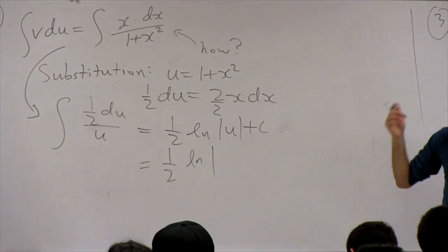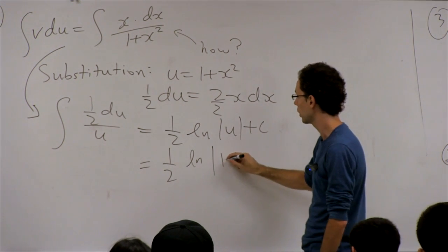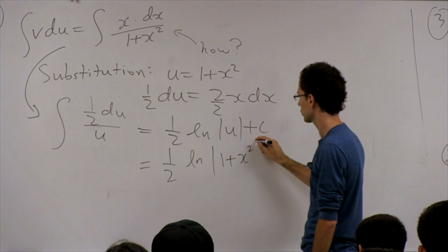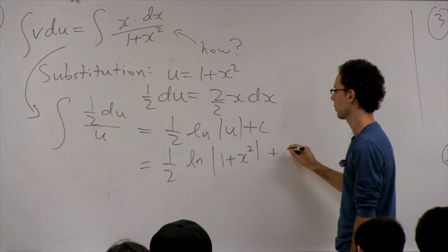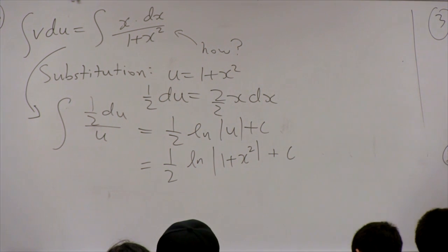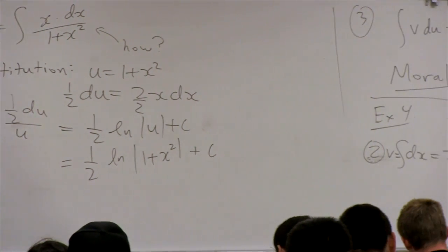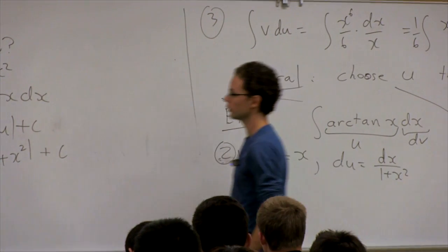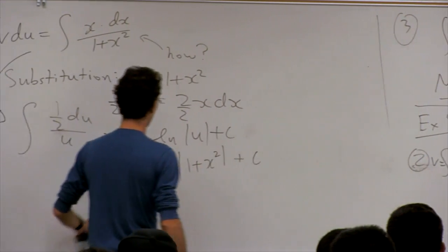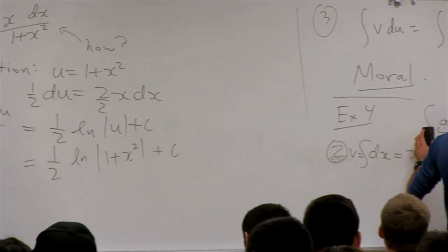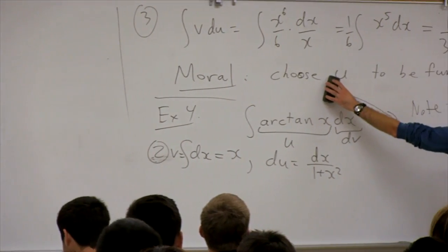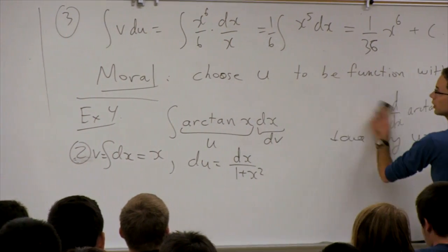We want to get back to the original variable x. And that's 1 plus x squared. That's the constant. So here's the final result. I can compute this final integral. And now we have, see if I can write it right here.